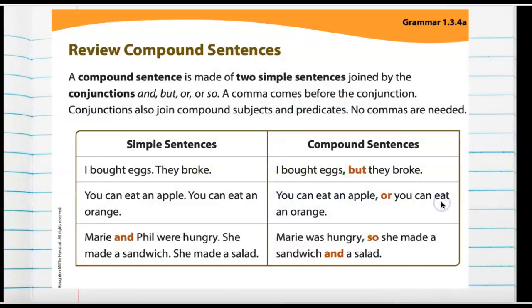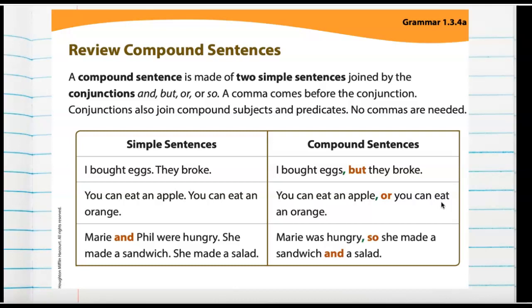So remember, a compound sentence is made of two simple sentences that are joined together by a conjunction. So and, but, or so. A comma comes before the conjunction. Conjunctions also join compound subjects and predicates. No commas are needed when we're joining subjects and predicates. Only when we're joining two simple sentences.